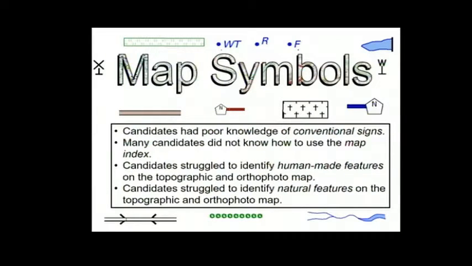Now, just look at the slide that we've got here. Here we've got map symbols. You should know that here we've got a row of trees, so that would be a natural feature. You should know that here we've got a river. That is a natural feature. If we've got a national road or a cemetery or a bridge, then you should know that this is a human-made feature.